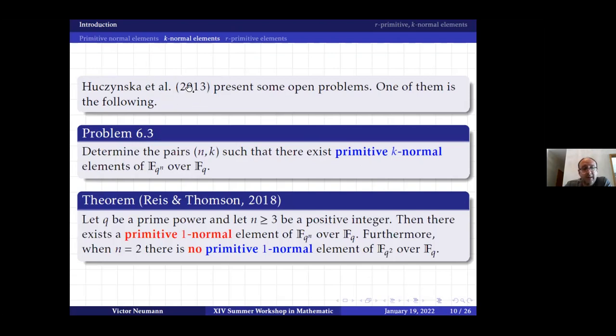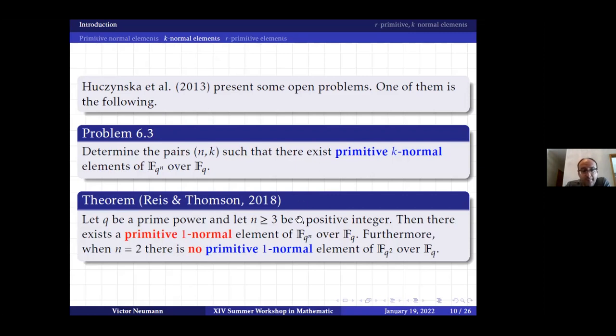Well, Huczynska and coauthors in this same paper present some open problems. The third of them is to determine the pairs (n, k) such that there exist primitive k-normal elements of F_q^n over F_q. In this sense, Reis and Thompson in 2018 proved the following results. They say that there always exist primitive 1-normal elements for n greater or equal than 3, but for n equal to 2, there are no primitive 1-normal elements.